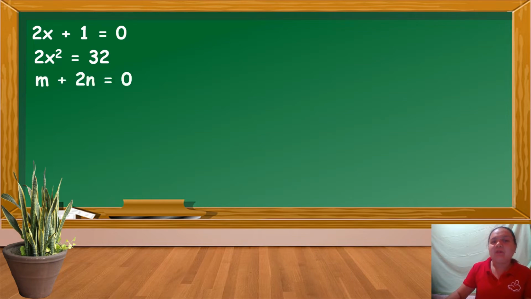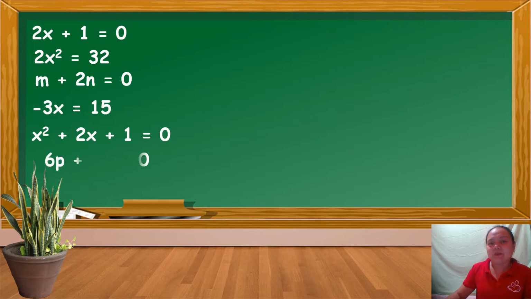So we have these equations here. 2x plus 1 equals 10. 2x squared equals 32. m plus 2n equals 0. Negative 3x equals 15. x squared plus 2x plus 1 equals 0. 6p plus 1 equals 10. t squared plus 1 equals 5. Okay, these are equations. We are going to identify which of these equations are linear equations.